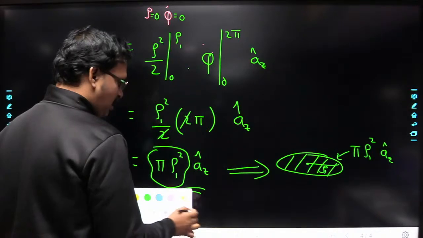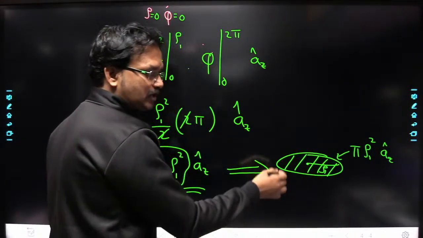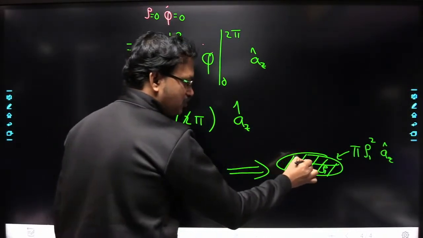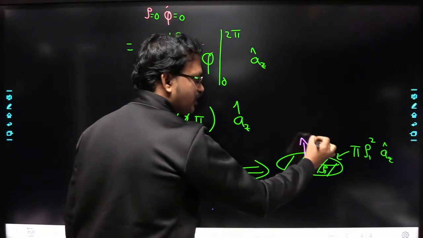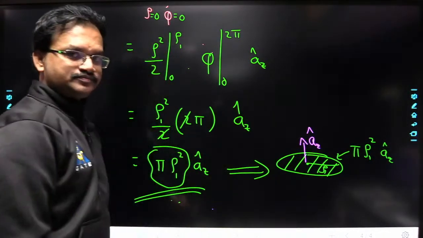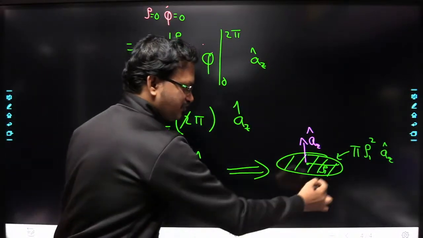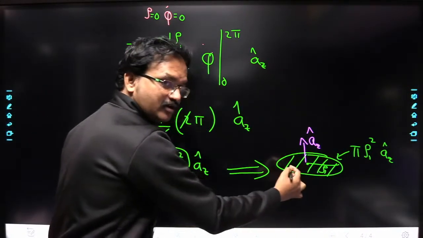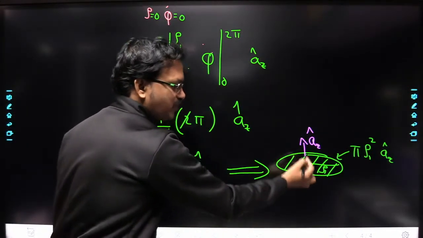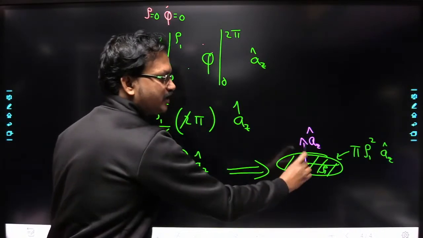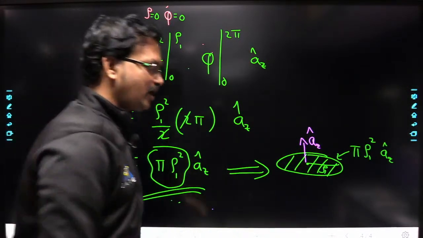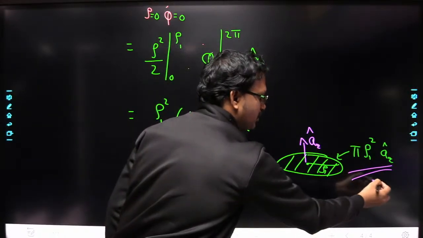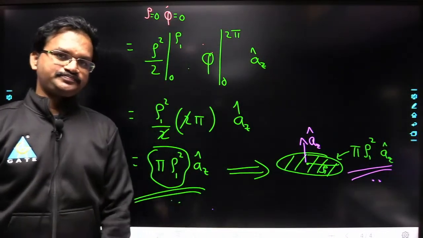So that means always the direction of any surface is given by the normal drawn to that surface. If you draw the normal to this surface, it is going to point in which direction here? It is going to point in az cap direction. So this is the surface we got by varying rho and phi. Understood? If you draw the normal to this plane, it is going to point in az cap direction. Yes or no? Okay.